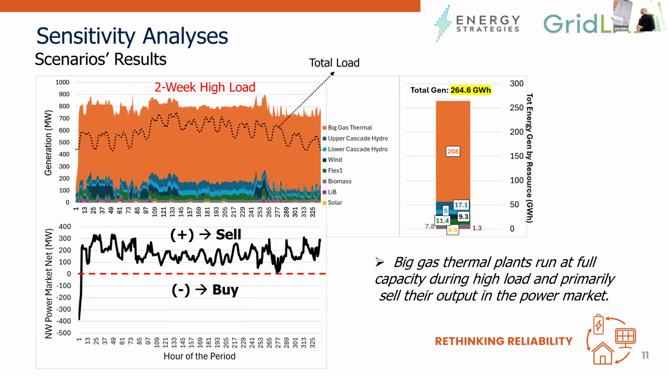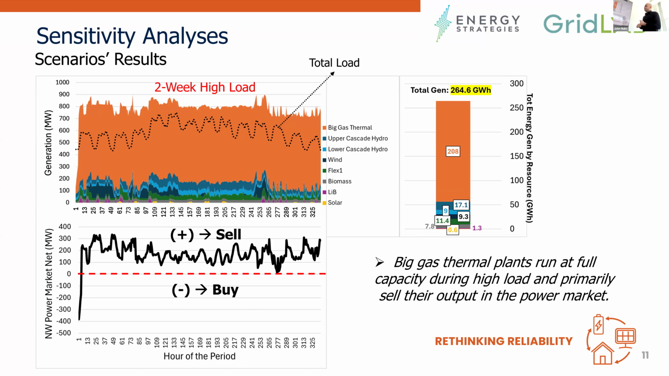So here you can see the results of the high load scenario. In the upper left figure, we have the generation shown for different generators: big gas thermal plant, upper cascade, lower cascade, wind, flex one, biomass, lithium battery, and solar. You can also see the load profile shown in dashed line. And in the upper right figure, we have the total energy generation by each resource. For the high load scenario, it's more than 250 gigawatt hours.